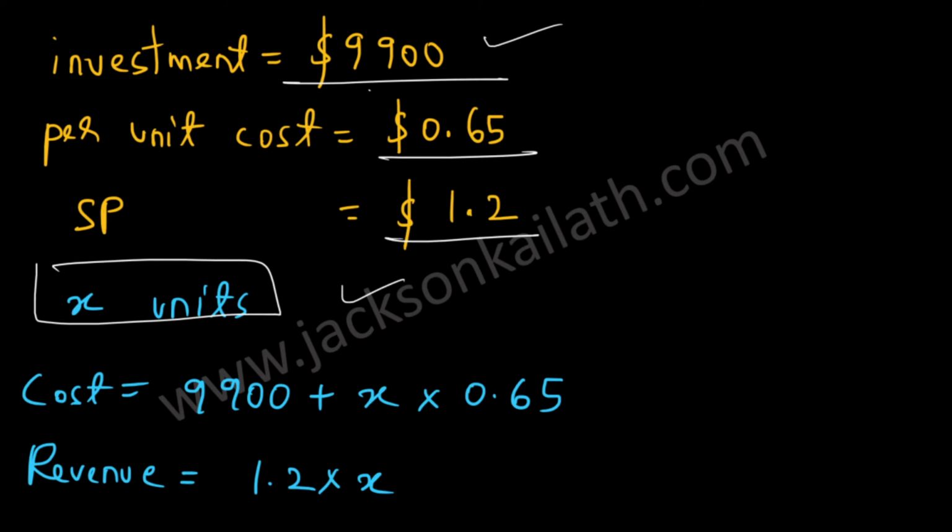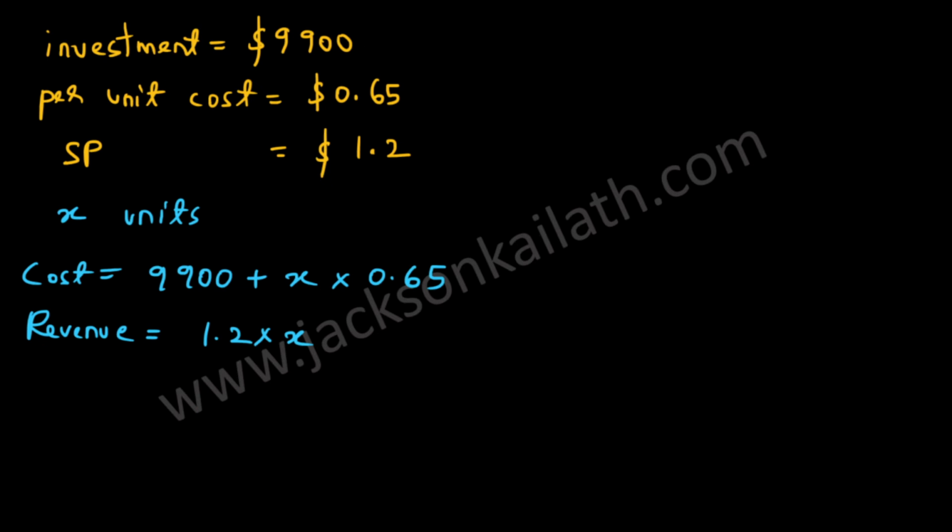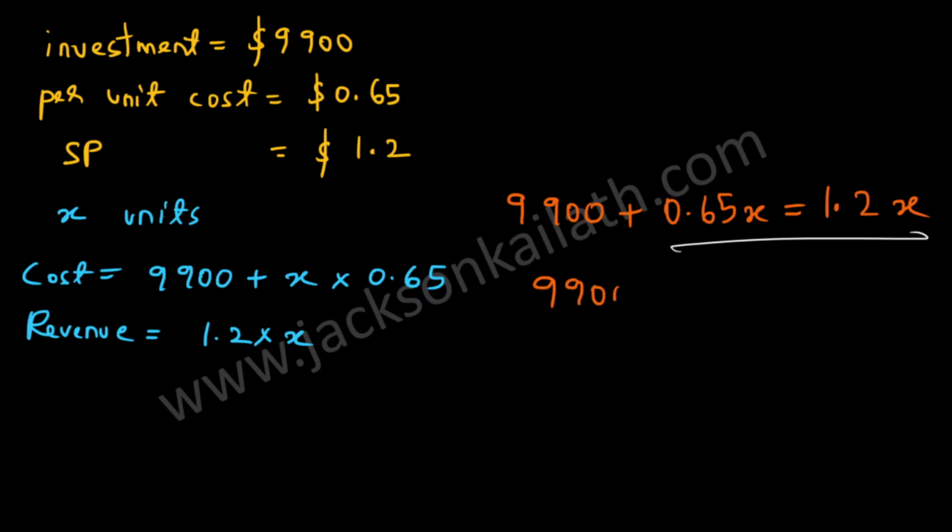Now we need to find out at what value of X cost is equal to revenue. So let's equate both of them. So we get 9,900 plus 0.65x is equal to 1.2x, right? So 9,900 is equal to 0.55x.